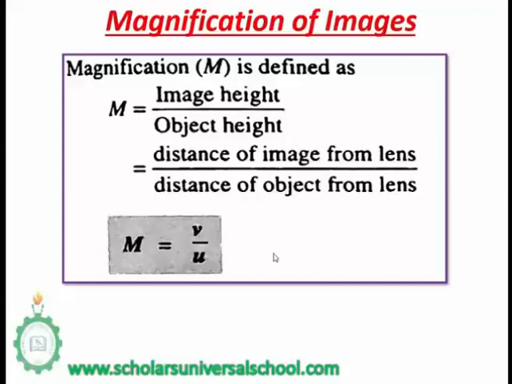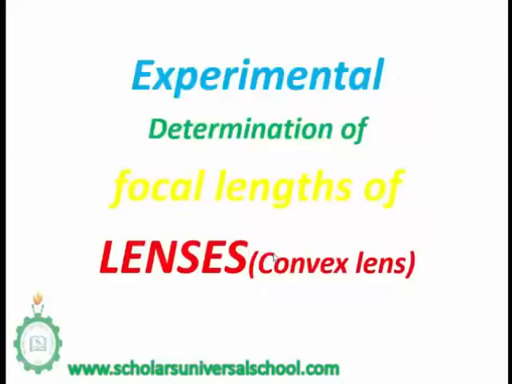So magnification can be given as image height over object height, or the distance of the image from the lens, the image distance, over the object distance. And remember, our image distance is denoted by the letter v, and our object distance is denoted by the letter u, giving our magnification as m equals v over u.